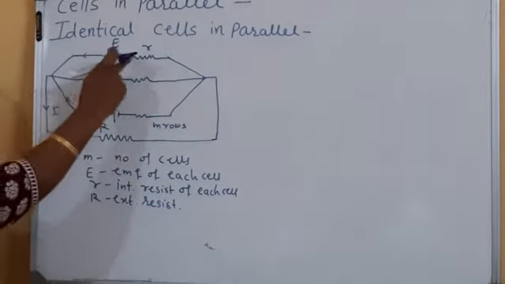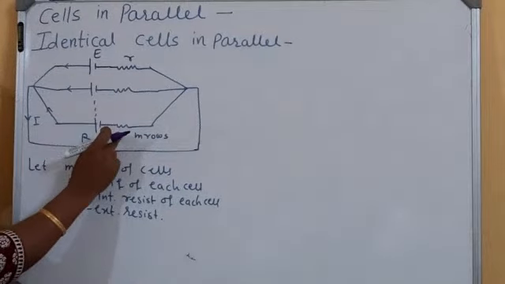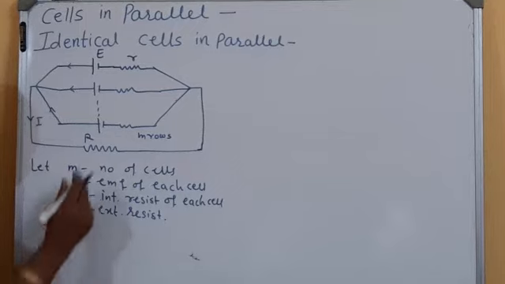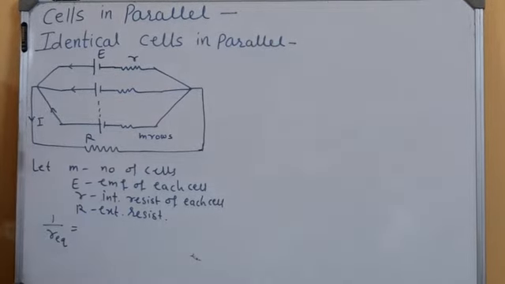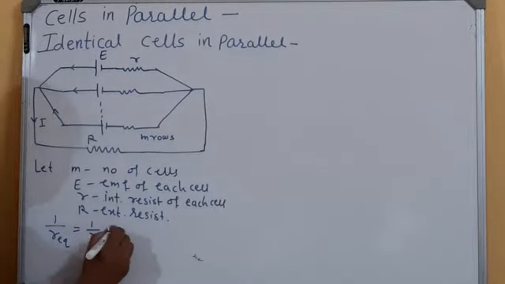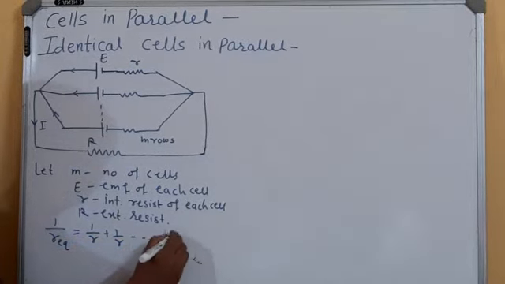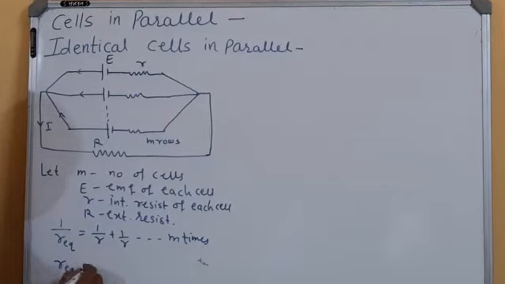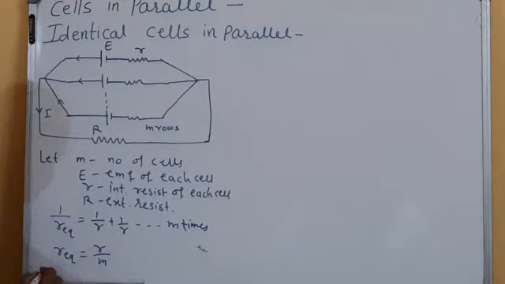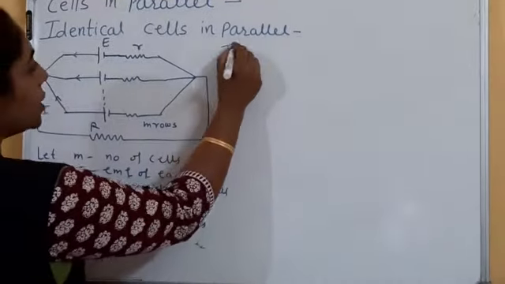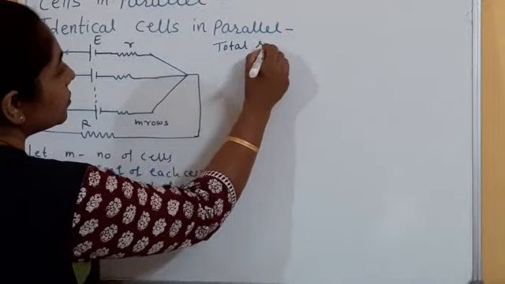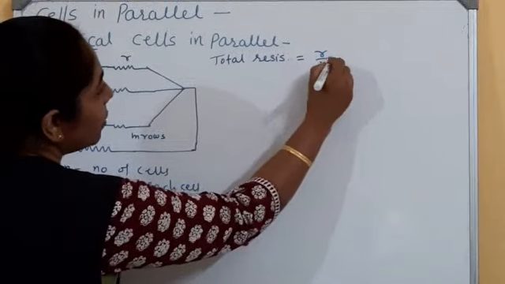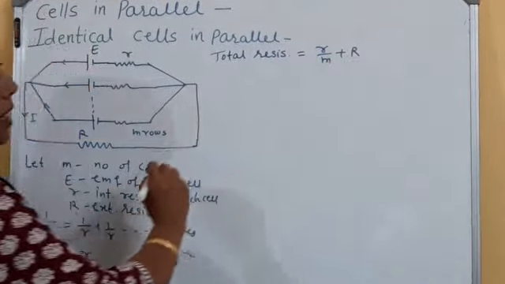Now first we will find out the total internal resistance. Let it be R equivalent. All internal resistances are in parallel. So it is 1 by r plus 1 by r, m times. So you will get R equivalent is equal to r by m. So total resistance of the circuit is r by m plus external resistance R.